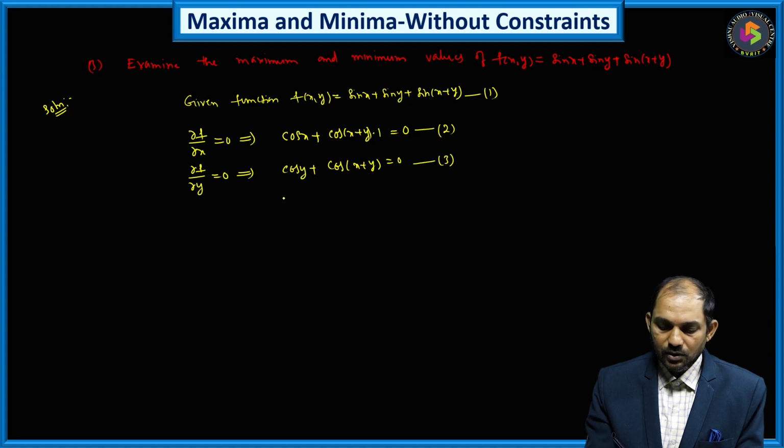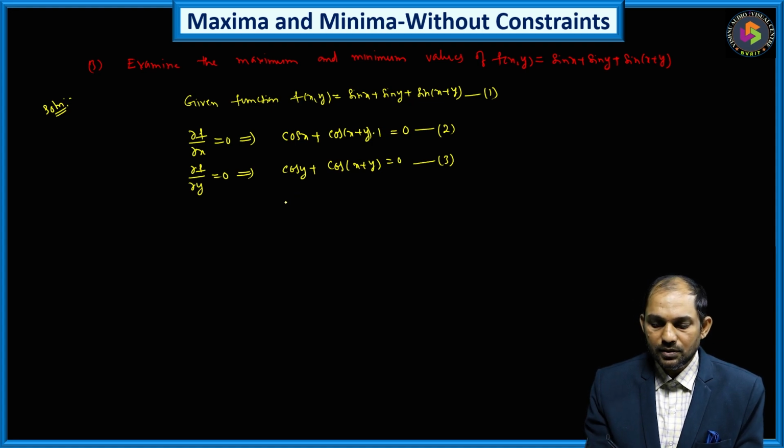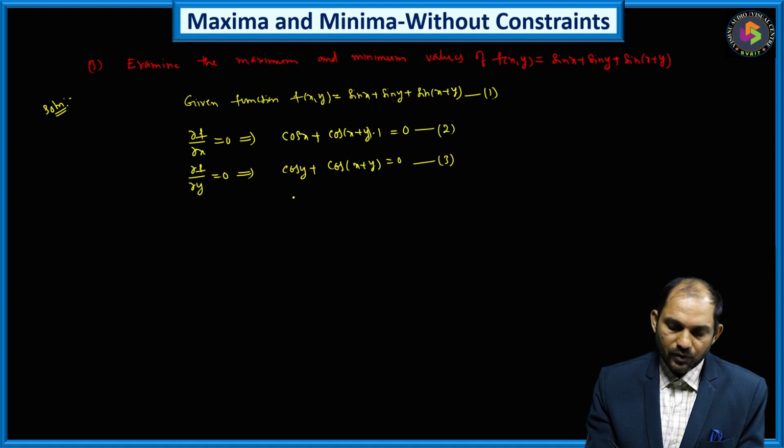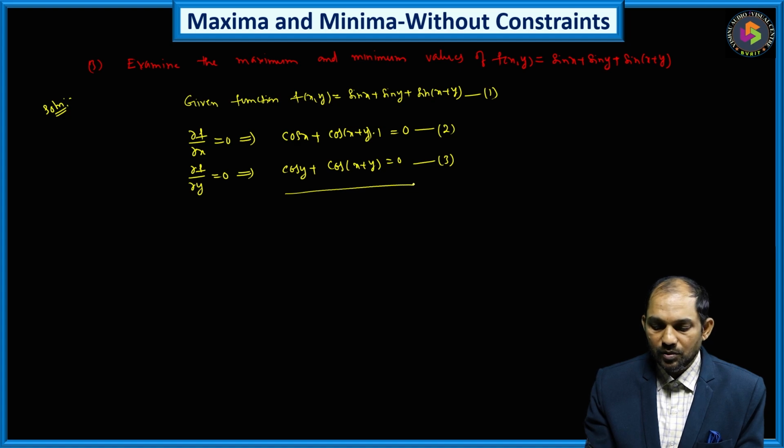By solving 2 and 3, either we get the stationary points directly or sometimes we get a relation in terms of x and y. By using that relation in one of these equations, we get the stationary points. We are going to follow the second approach. So let us try to simplify this. We subtract one from the other.